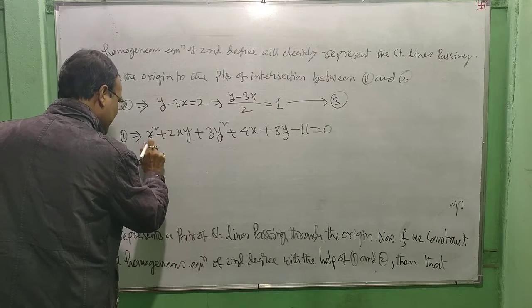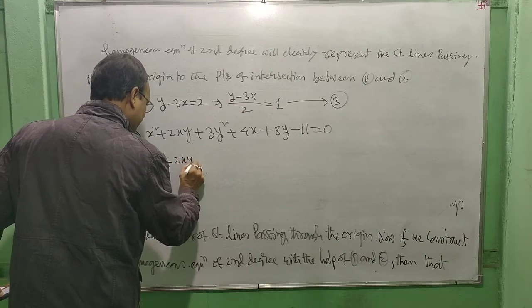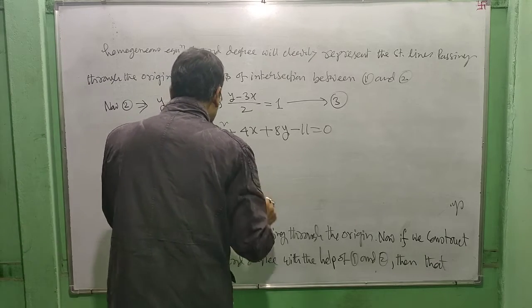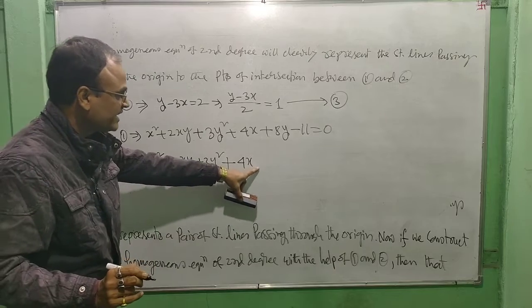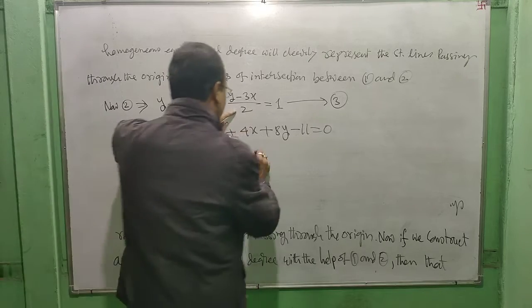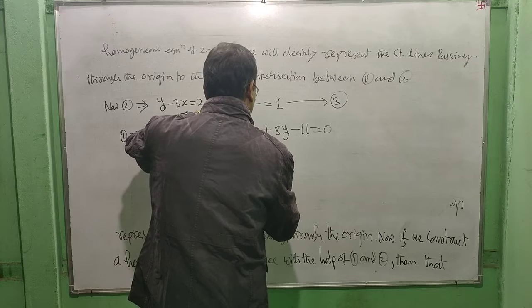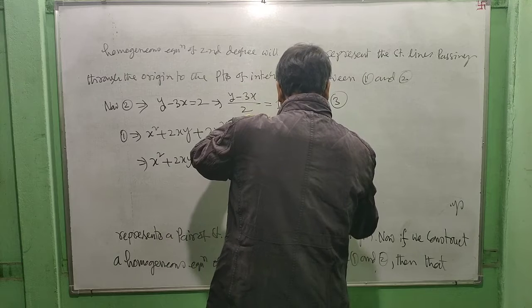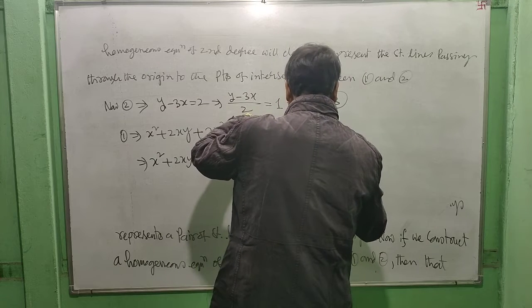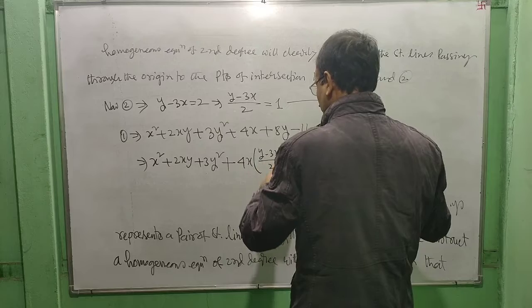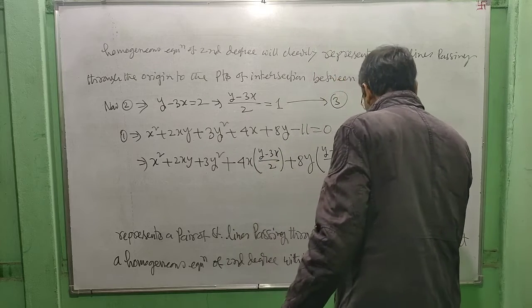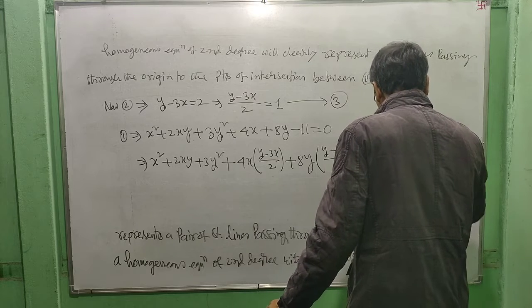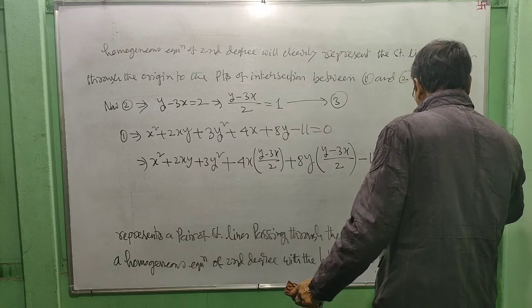This is a term of second degree. This is also second degree. This is also second degree. We don't have any problem from this. 4x into 1. For this 1, you write y minus thrice x divided by 2, plus 8y into y minus thrice x divided by 2, minus 11 into y minus thrice x divided by 2 whole square, using 3.